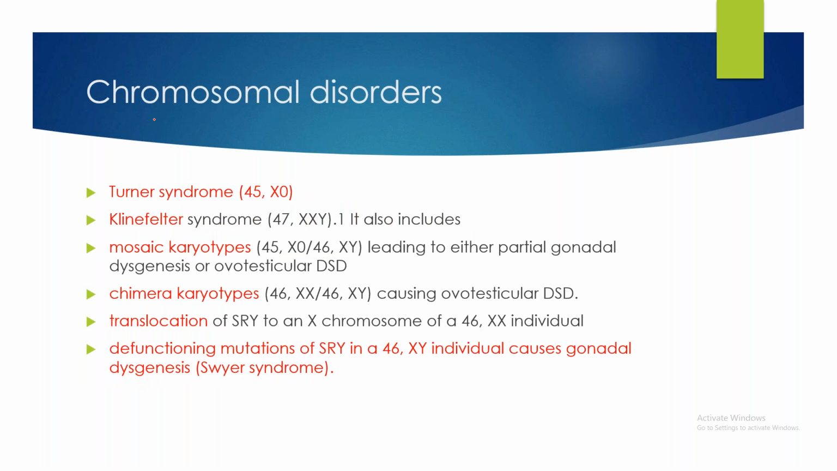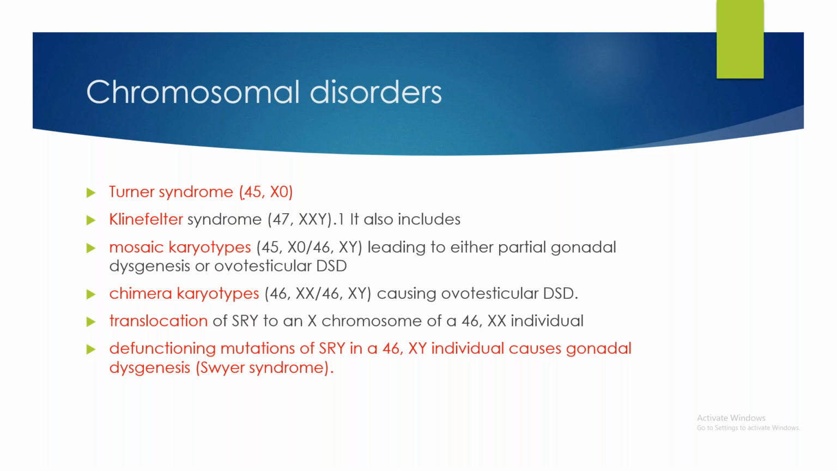So these will again be divided into, one is chromosomal disorders. In this, what happens? First, as you know, the most common are Turner syndrome and Klinefelter syndrome. Turner syndrome is 45X0, Klinefelter is 47XXY. Mosaic karyotype can occur in both Turner and Klinefelter, and chimera karyotypes. Chimera karyotype means presence of both 46XX and 46XY.